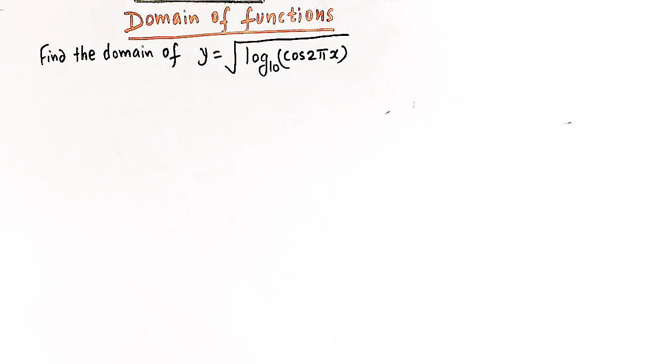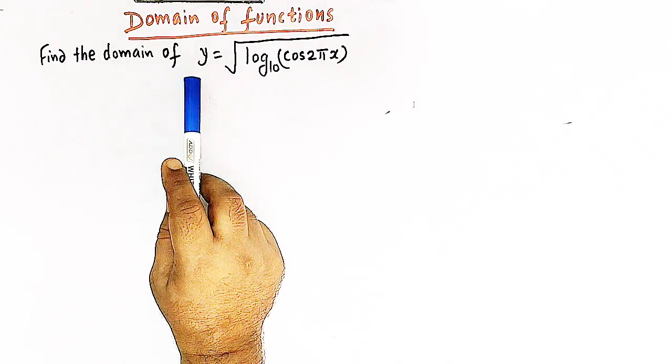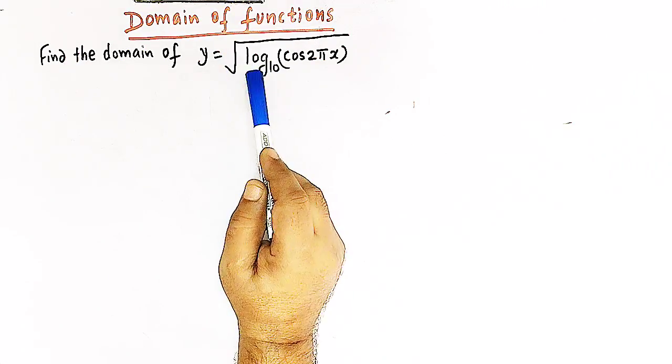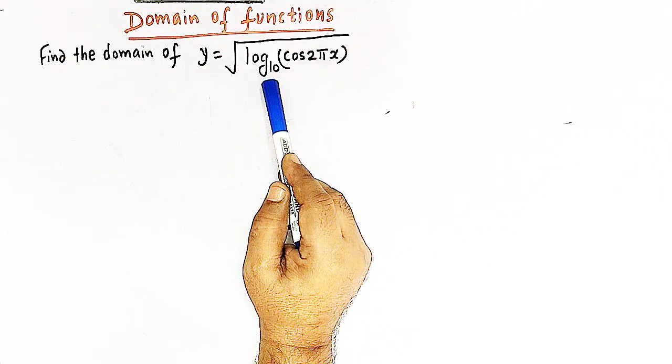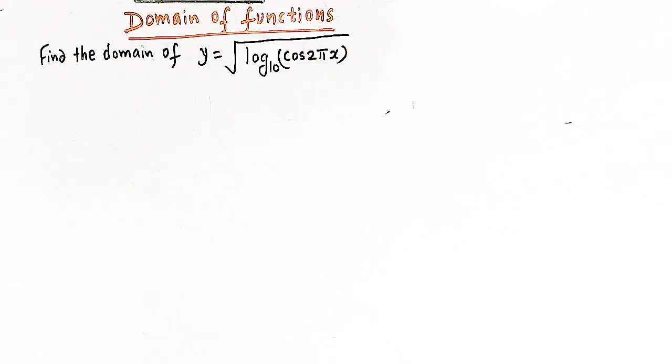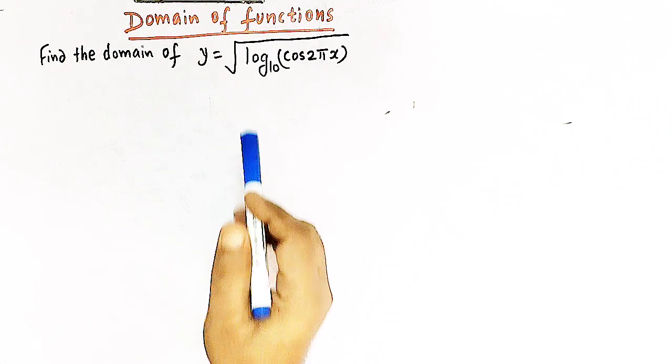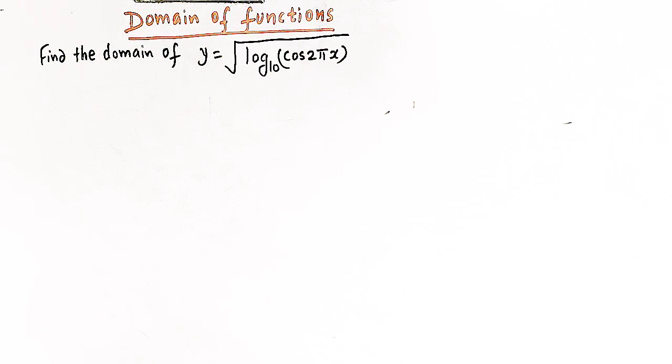Hello, viewers. In today's session, we are going to discuss another important and interesting problem from the domain of functions. And in this class, we are going to find out the domain of this function y is equal to square root of logarithm of cosine 2 pi x to the base 10. Right. So here, in order to find out the domain of this function, we are going to make use of some important concepts from functions and trigonometry, right? So let us start.